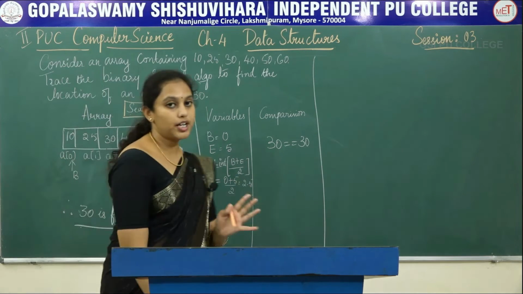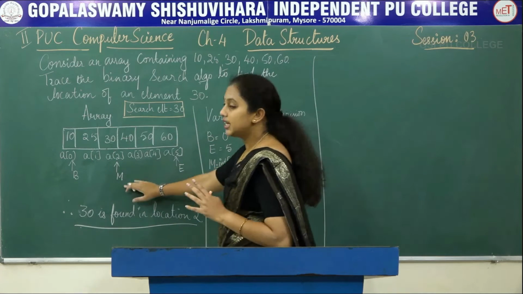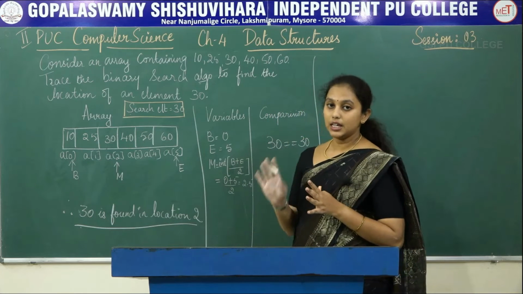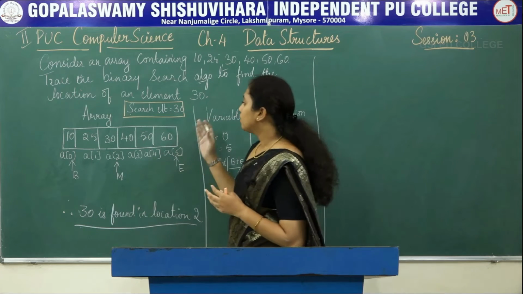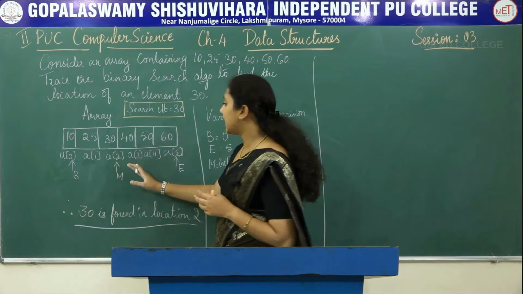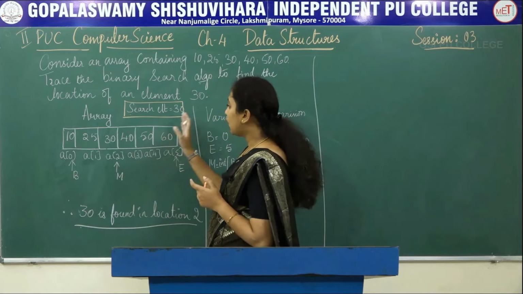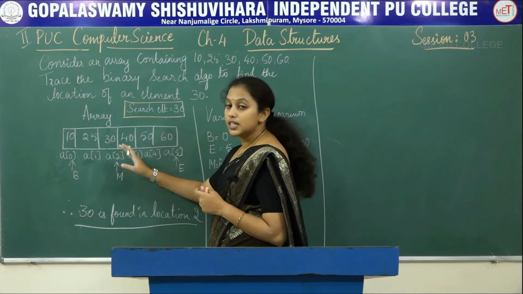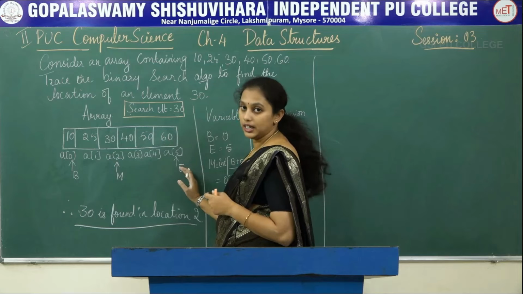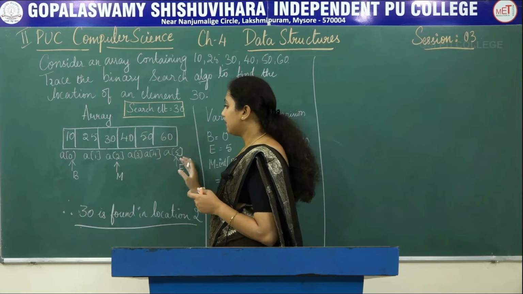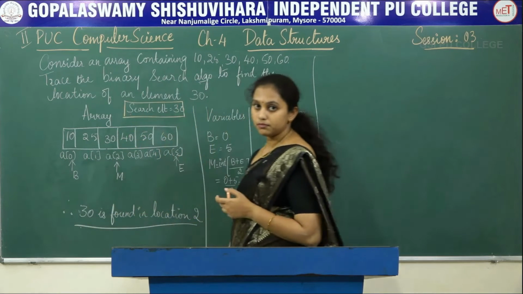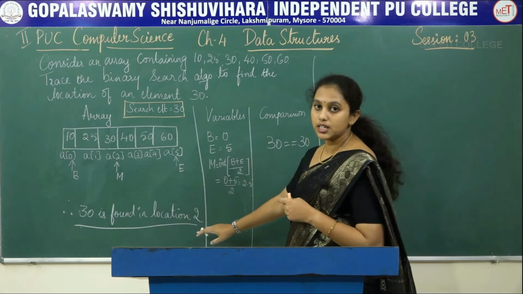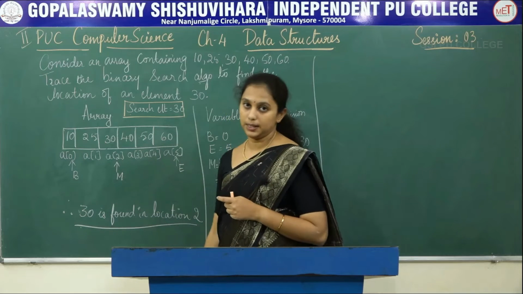Understood? First we have to compare the element with the middle element. If it is found, then we have to print the location of that element. If that element is not found, we have to check whether the value of the search element is greater than the middle element or not. If it is greater than the middle element, then we have to search the element to the right of the array, or else we have to find the element to the left of the array. So here we got the element in location 2, that is, with the middle element of the array.